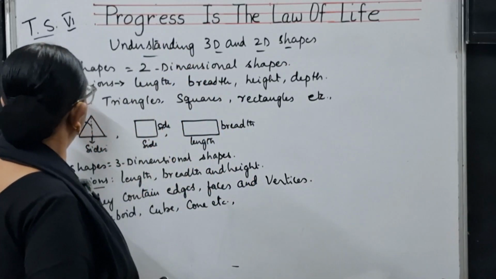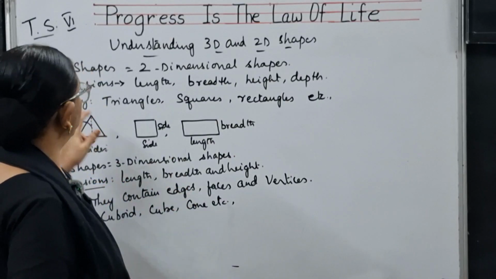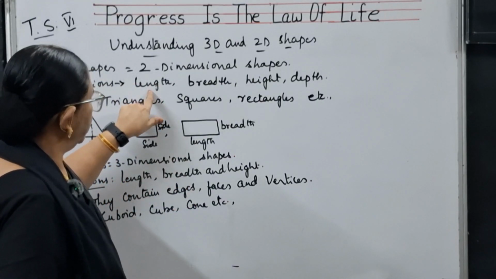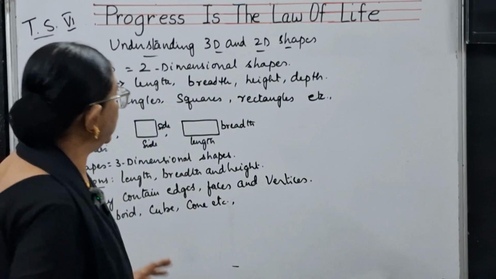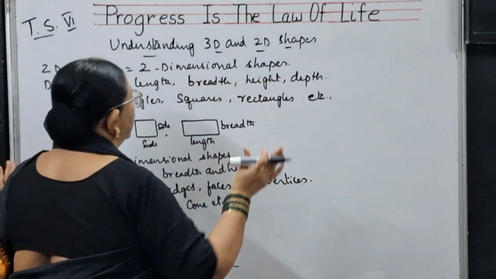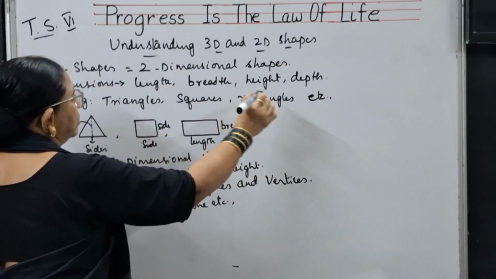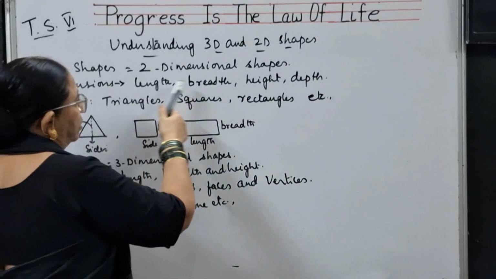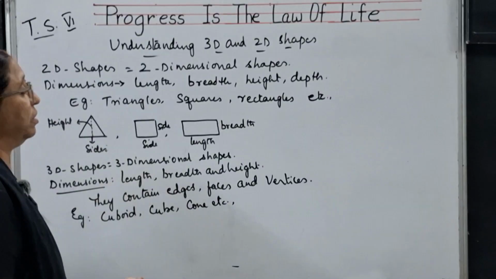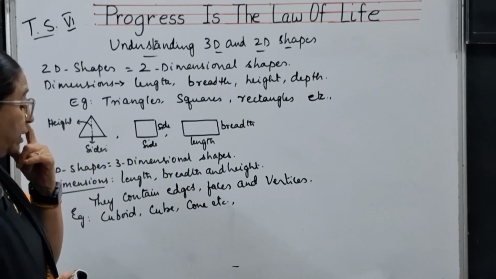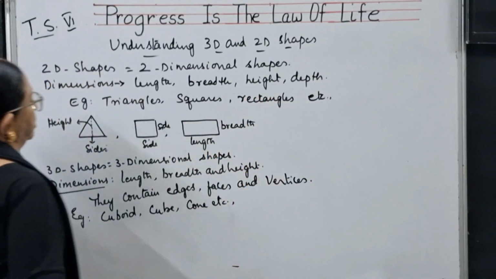What are 2D shapes? 2D shapes means two-dimensional shapes. Dimensions are two. So what are the dimensions? They may be length, breadth, height, depth. Length, breadth, height, depth means they have only two as a combination, two dimensions only. All these together you don't have. If you have length, you may have breadth. If you have a side, you may have a height and a depth. For any side or for any shape, you can have a depth. But these are all only two dimensional.